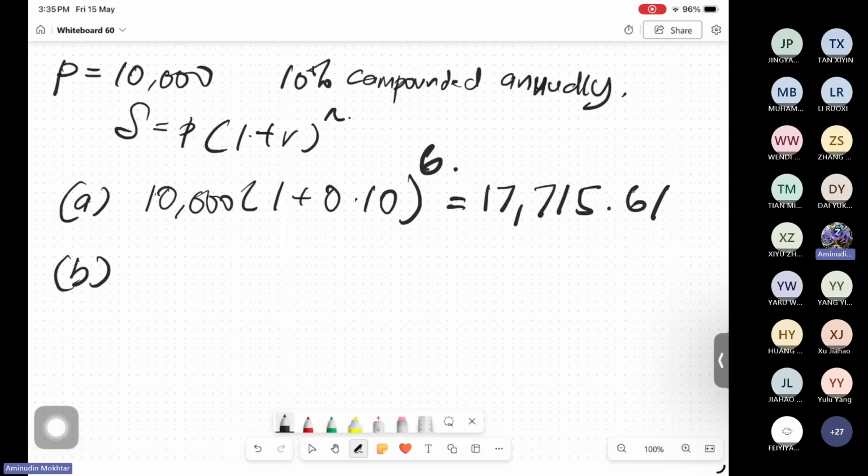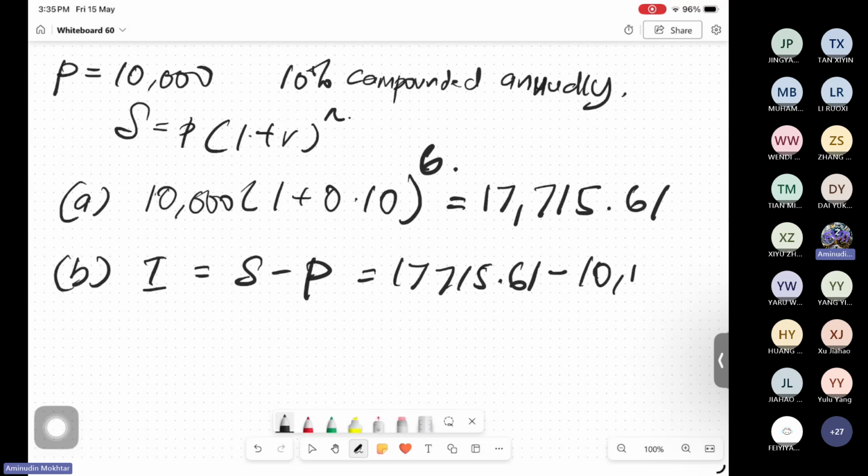Okay, let's say what is the total amount of dividend you earn during the 10 years? The total amount of dividend is I equal to S minus P. That is equal to the future value, 17,715.61 minus 10,000. This is equal to 7,750 ringgit and 61 cent. That's how to calculate the total amount of dividend that you received for 10 years.